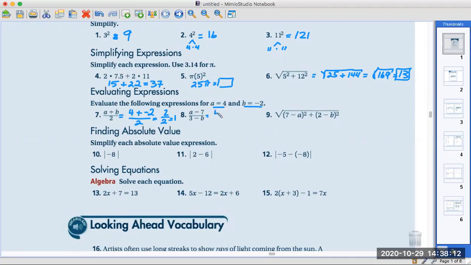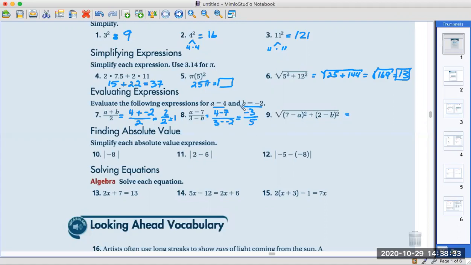A is 4, take away 7. 3 minus -2. Notice this minus and this minus is not the same. You've got 2 negatives. 4 take away 7 is -3. 3 plus 2, you're adding it, is 5.